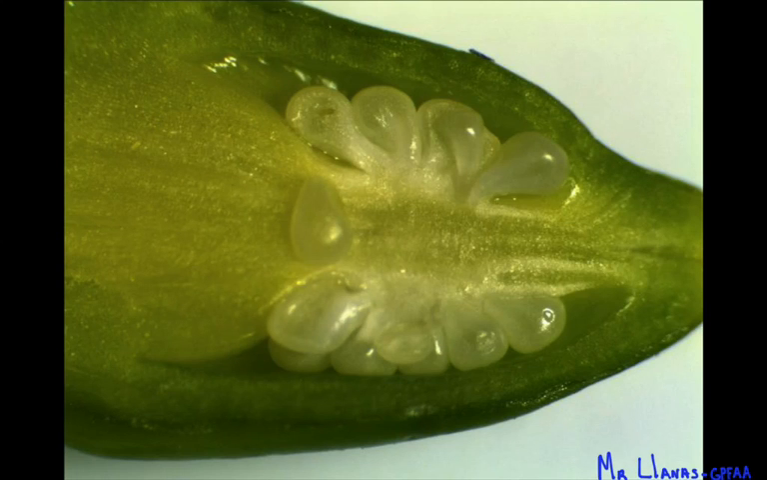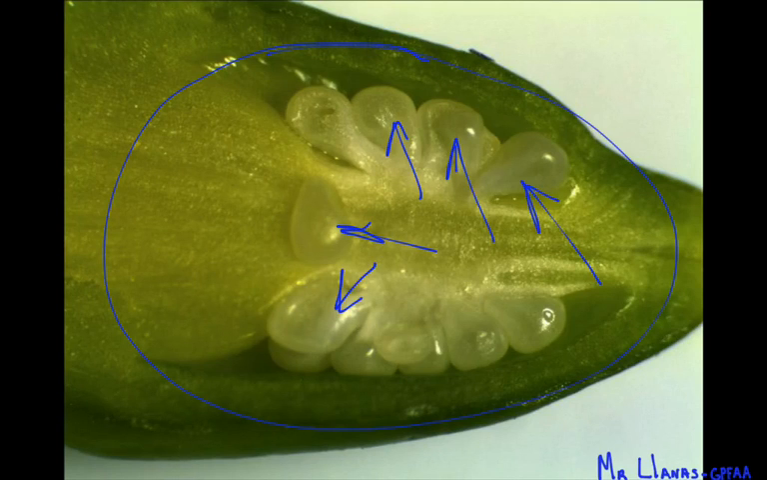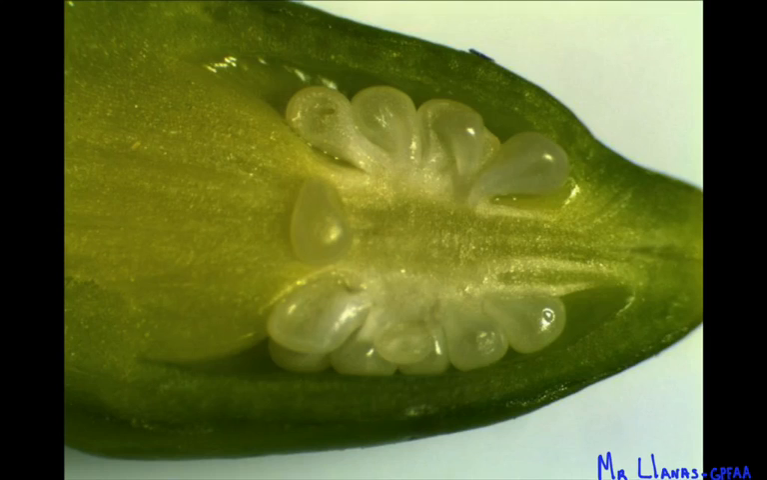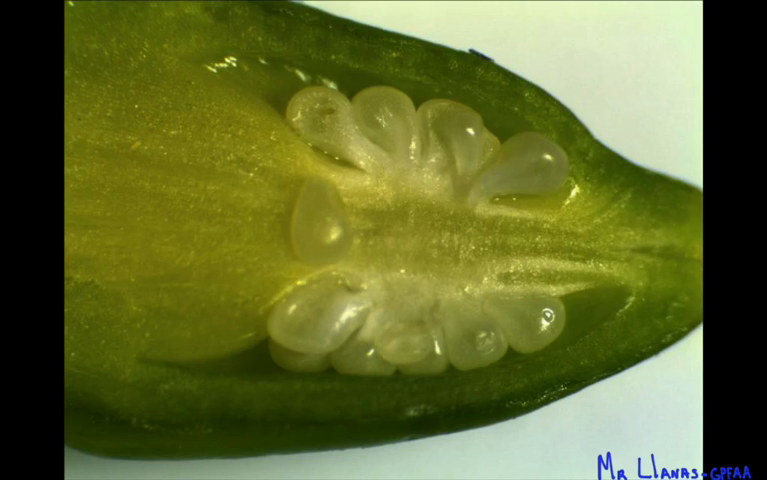These are called the ovules. This structure right here is the ovary, and these are the ovules. Those ovules become the seeds. This thing right here becomes the fruit that we eat. And again, we looked at all these structures in lab, so you should have drawings of this.